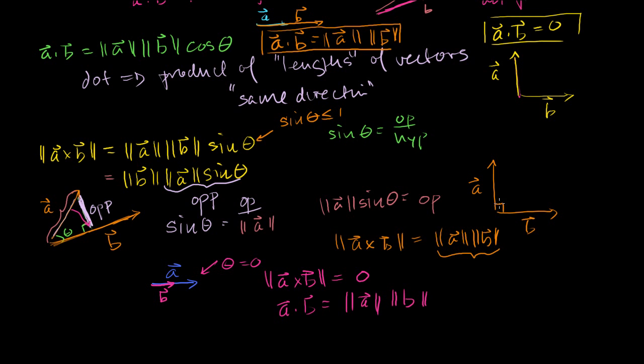Now, the opposite scenario is right here. When they're perpendicular to each other, the cross product is maximized because it's measuring how much of the perpendicular part of A is multiplying that times the length of B. And then when you have two orthogonal vectors, your dot product is minimized, or the absolute value of your dot product. So A dot B in this case is equal to 0.